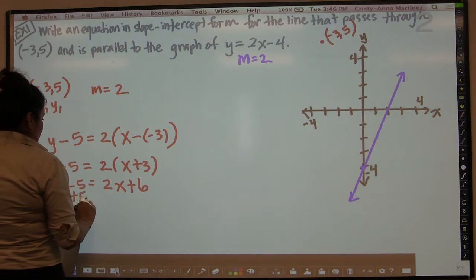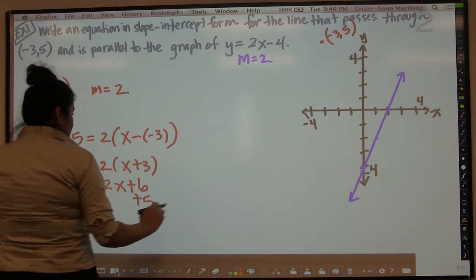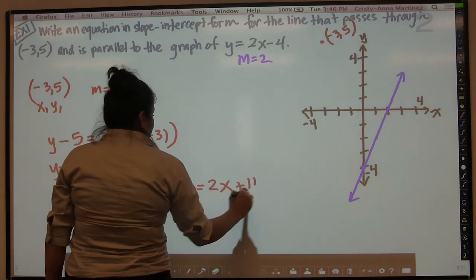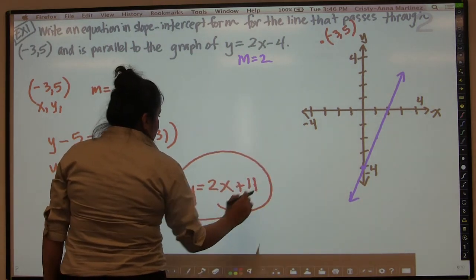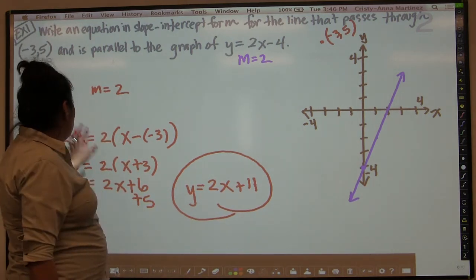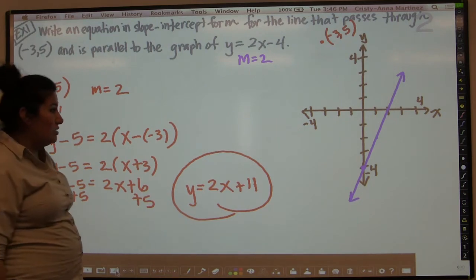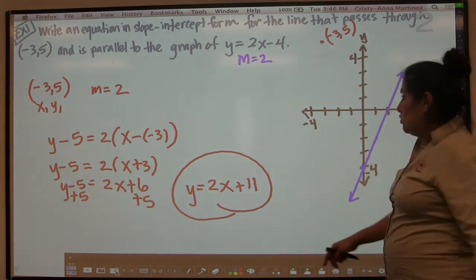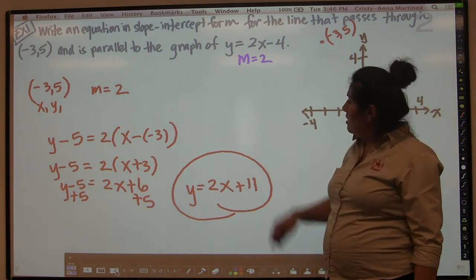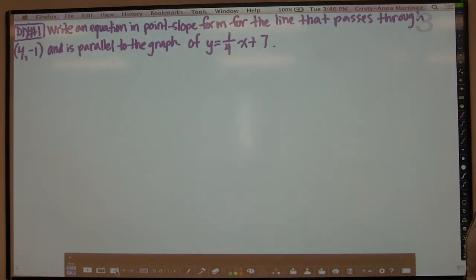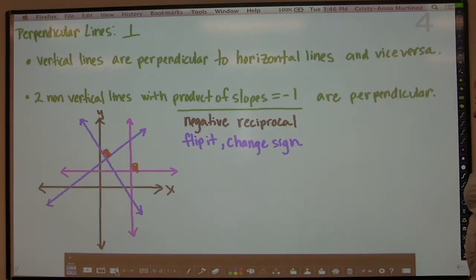And then we'll add 5 to both sides, and eventually we'll get y equals 2x plus 11. And this is an equation in slope-intercept form that passes through the point (-3, 5) and is parallel to 2x minus 4. So we don't have enough space to graph all the way up to 11, but you can see that they both have the same slope of 2, but they have different y-intercepts. And that's how you do example 1. So now you can try, do it yourself, number 1, and then we will move on to perpendicular.